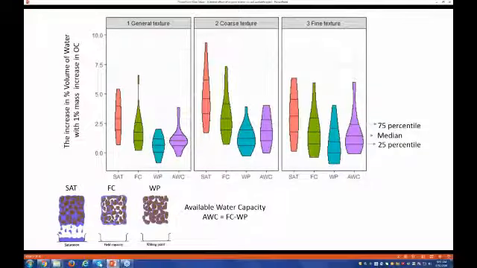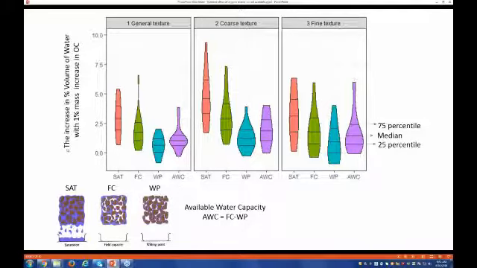So what did we find? Let me explain what this graph is about. SAT means saturation, the water content at saturation. FC means field capacity, the upper limit of available water. WP means wilting point, the water content when the plant starts to wilt. And available water capacity, AWC, is the difference between field capacity and wilting point. So these are the different conditions: saturation, field capacity, wilting point, and available water capacity.